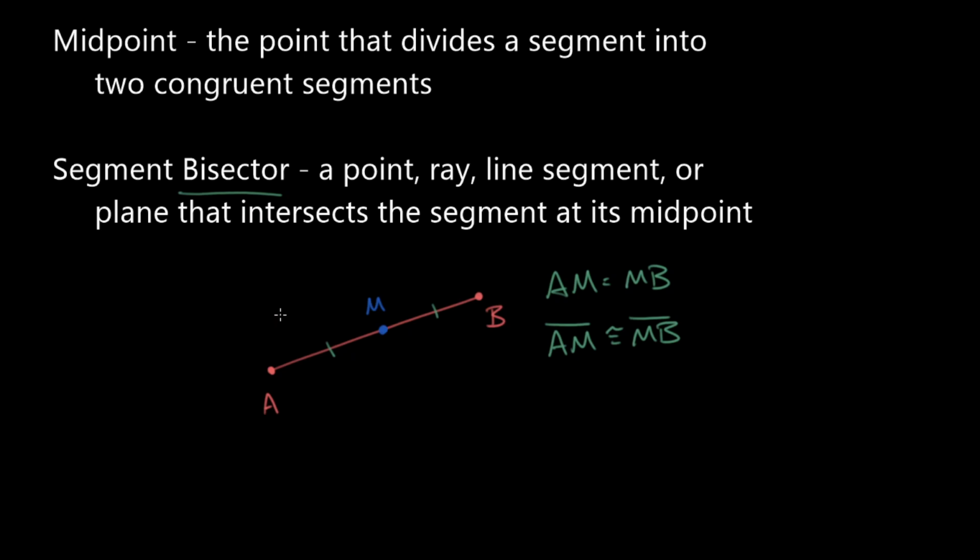segment at its midpoint. So for example, if I have another line that goes through my midpoint like this, I can call it a segment bisector. It doesn't necessarily need to go through this perpendicularly, or need to be a segment or just a point. It just needs to go through the midpoint, and it bisects the segment, divides it into these two congruent segments. So that's really all that we need to talk about here to get us going.